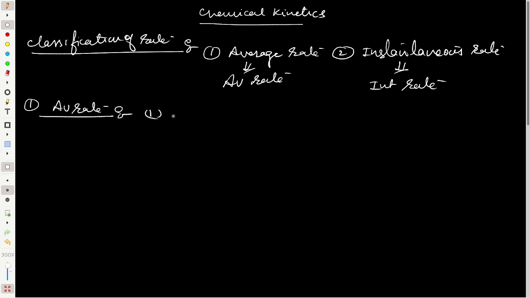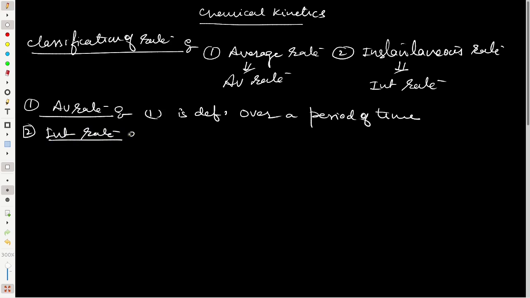Average rate is defined over a period of time, and here instantaneous rate, this is defined over a point of time.